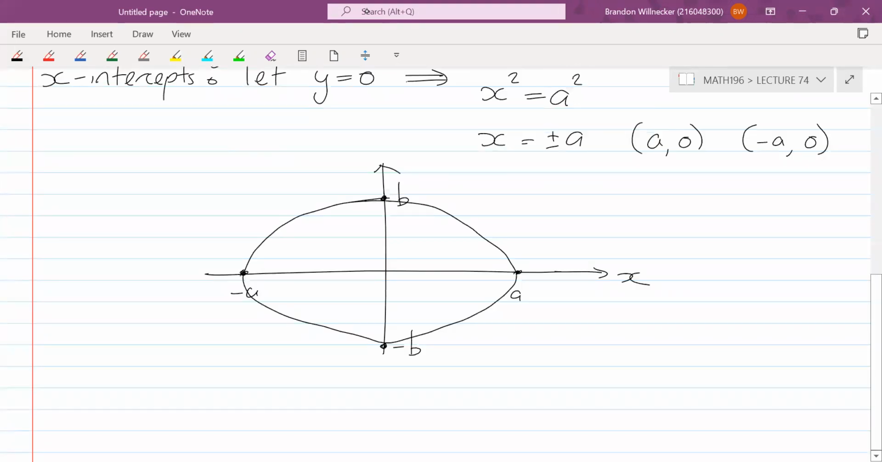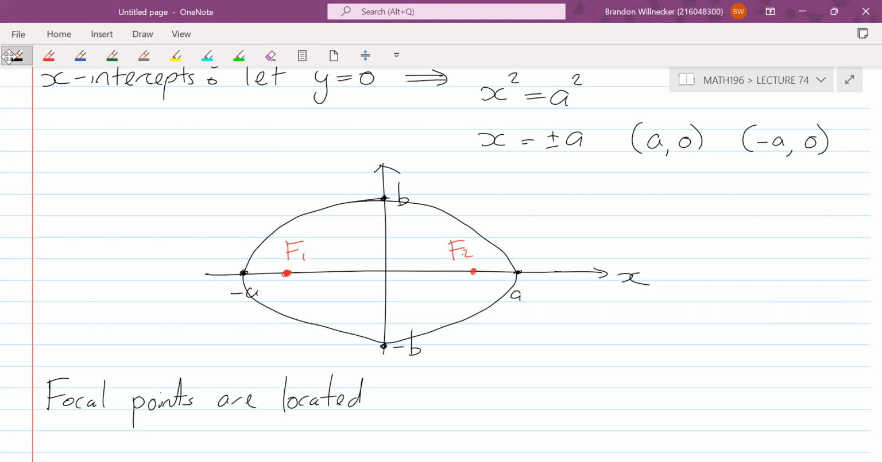Now we can also use the values of a and b to find the focal points. Remember, the focal points are somewhere here, and we called them F1 and F2. So how do we find the focal points? Well, they are located at plus or minus c and 0, where c squared is equal to a squared minus b squared. We know a and b from the given equation, we can find c, and then that will tell us where these focal points are. And that's all you need to sketch the ellipse.